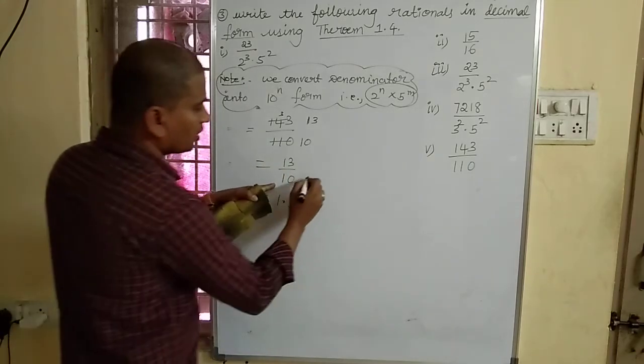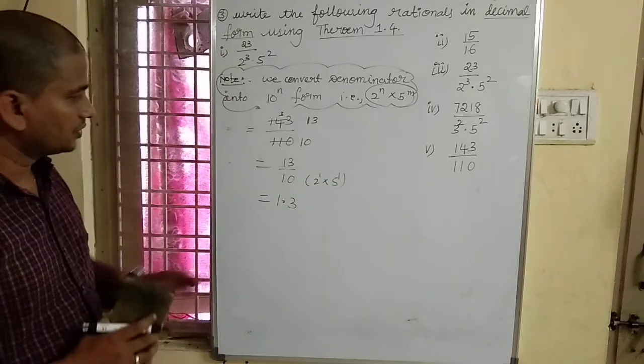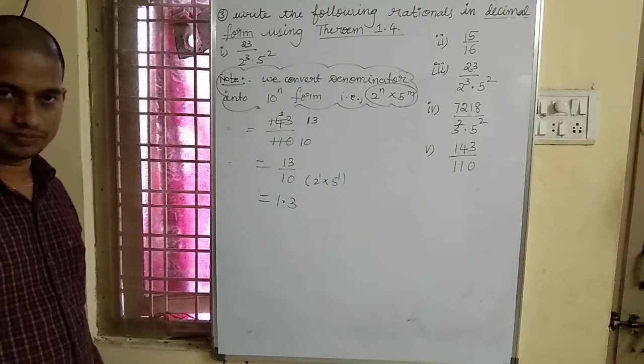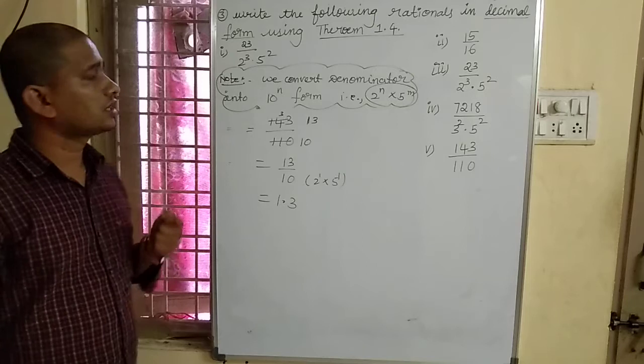Actually this 10 is of the form 2 power 1 into 5 power 1. So 13 by 10 we can write as 1.3. This is our exercise 1.3, third question.